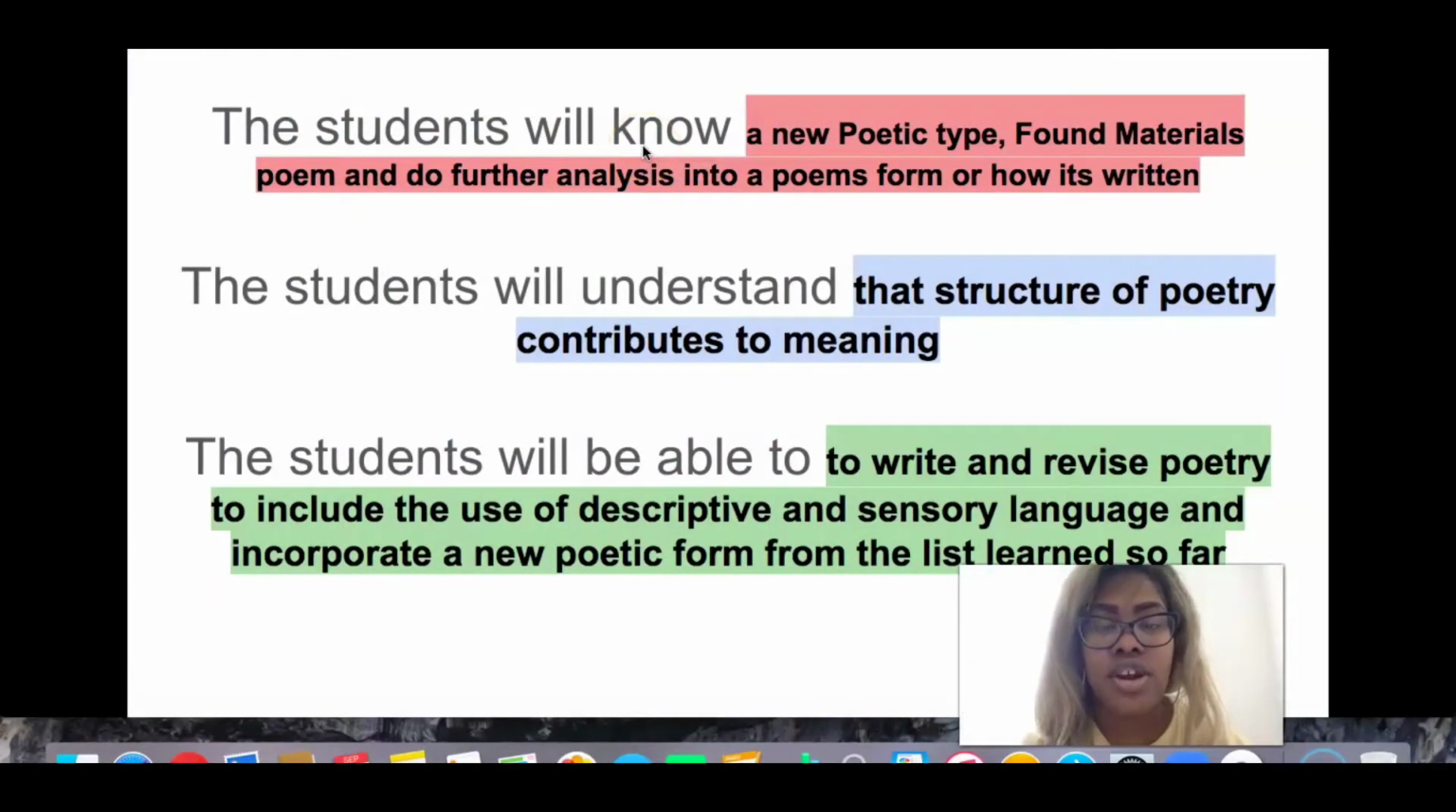All right, guys, so let's get started with today's lesson. The first thing that we're going to do is start off with our objectives.